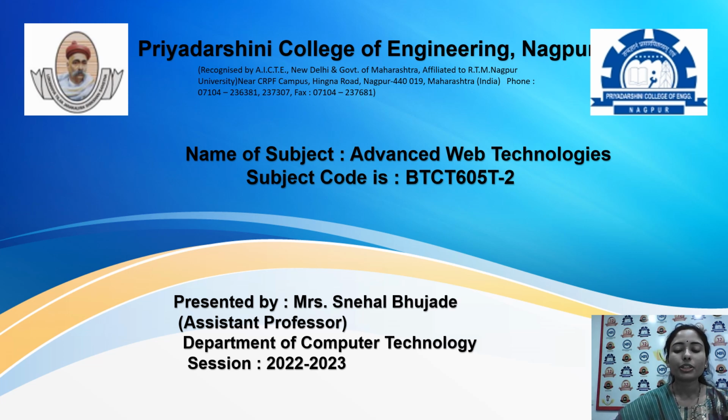In that we learn why we should learn this subject, what the objectives of this subject are, what the applications of the subject are in the real world, the content with the syllabus of the subject, the COs of the subject, and other information related to the subject. So first, the name of the subject is Advanced Web Technology and the subject code is BTCT 605T-2.